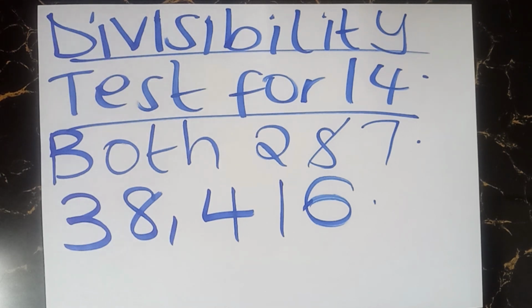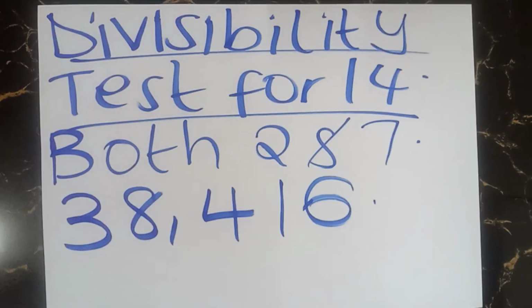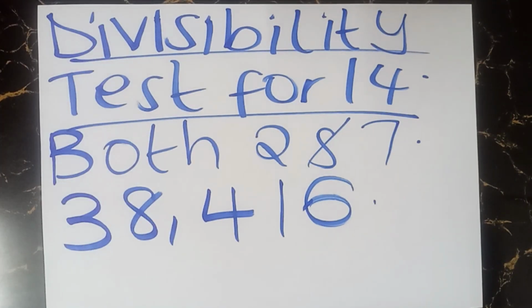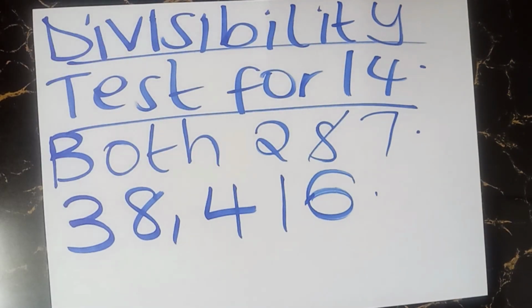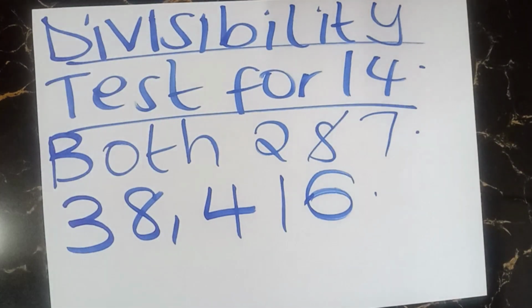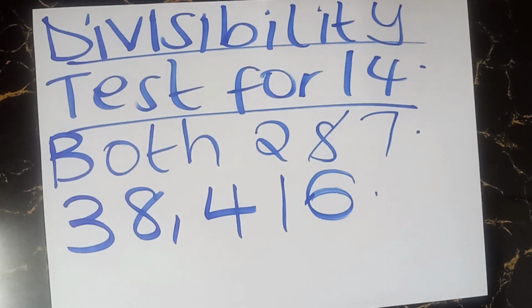We did the divisibility test for 2 some time back, and we said that a number is divisible by 2 if the digit in the ones place of the number is an even number, okay? In this case, we can see that the digit in the ones place is 6, which is divisible by 2 because it's an even number, okay? That automatically means that this entire number is divisible by 2, okay? So let's find out if it's also divisible by 7.